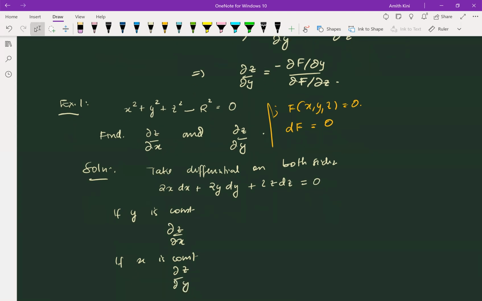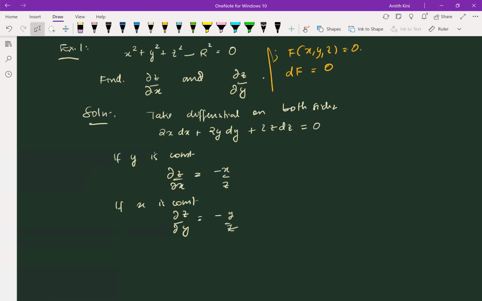Now, if y is constant, which term will go to 0? Out of these three, if y is constant, what will happen? Rion? The y term is equal to 0. dy becomes 0. So del z by del x then becomes minus x by z, correct? Could you tell me what del z by del y is? Minus y by z. Nice. So it's clear, right, what the procedure is? Perfect.